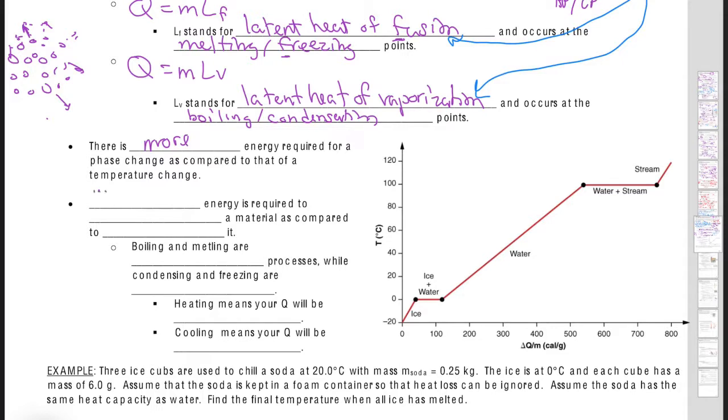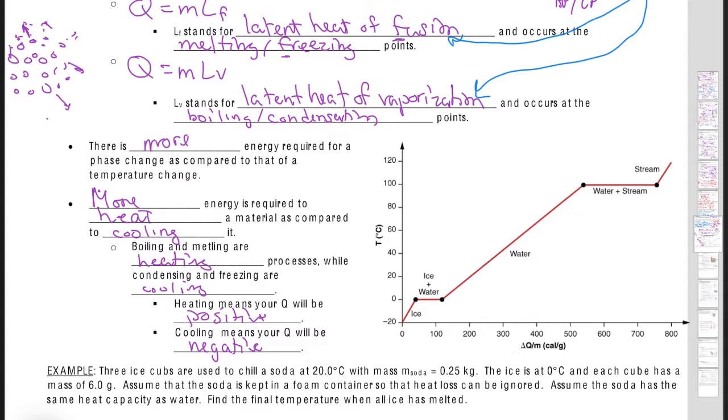So more energy is required to heat a material as compared to cooling it. Boiling and melting are heating processes, while condensing and freezing are cooling processes. Heating means you're going to have a positive Q. I'm adding heat to the system, so I'm increasing the heat. Cooling, I'm going to have a negative Q.